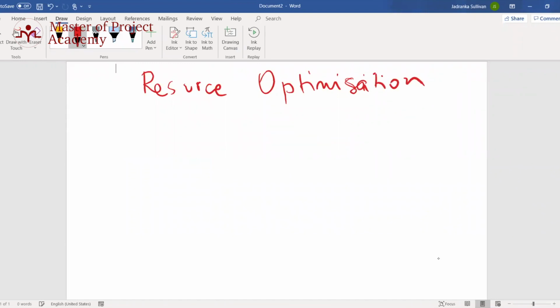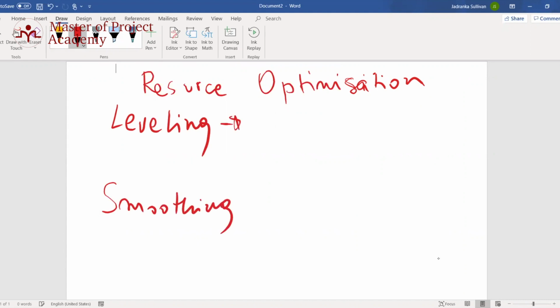So when we talk about resource optimization, we have resource leveling and we have resource smoothing. Resource leveling is when we stretch our resources based on their availability, right? And we do leveling only on activities that are not on the critical path.